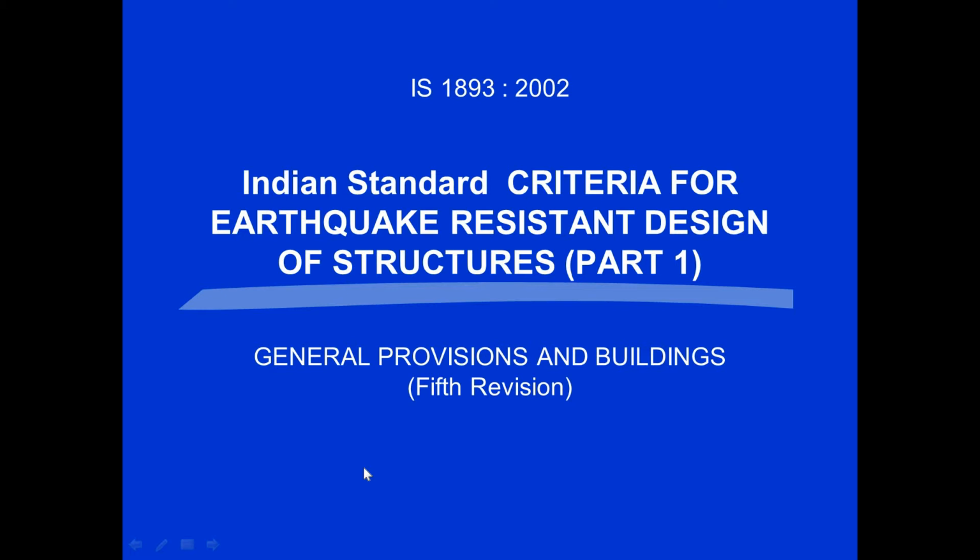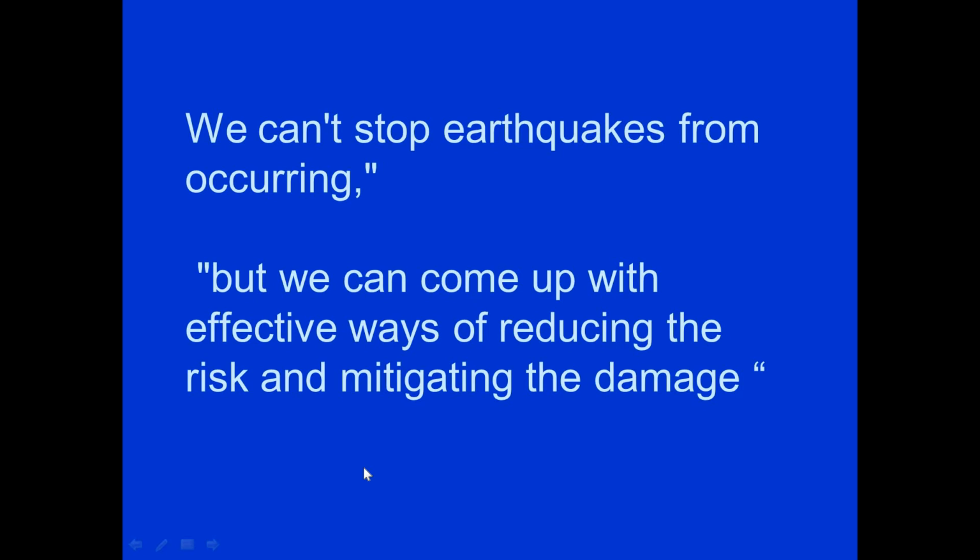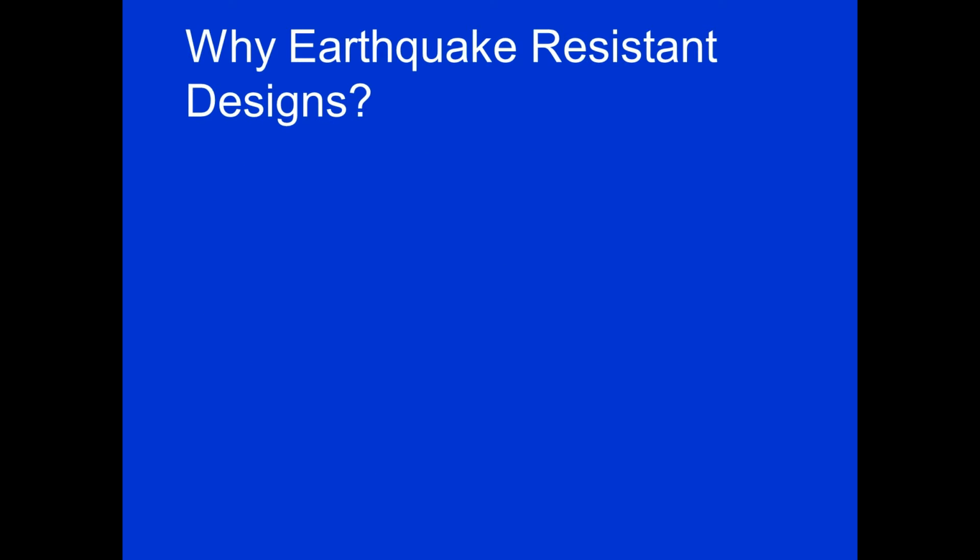First of all, we can't stop the earthquake from occurring. It is a natural phenomenon, but we can come up with an effective way of reducing the risk and mitigating the damage. This is the basic aim and background of the study of this particular subject. So why earthquake resistant design? First of all, we see why this earthquake resistant design is required.